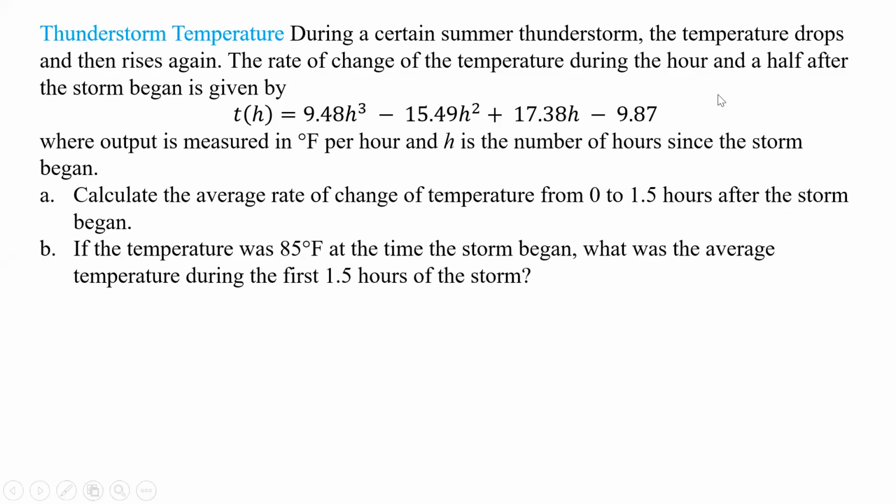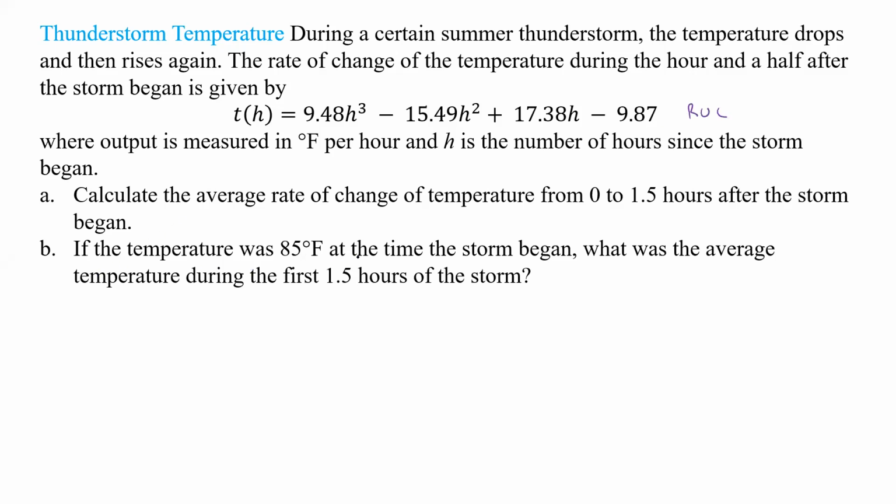All right, so here we have a thunderstorm occurring. It says the temperature drops and then rises again during this thunderstorm. The rate of change of the temperature during the hour and a half after the storm began is given by little t of h, and the output is measured in degrees Fahrenheit per hour, and h is the number of hours since the storm began.